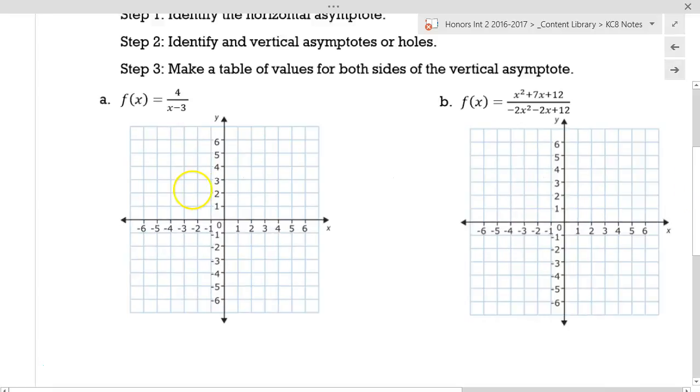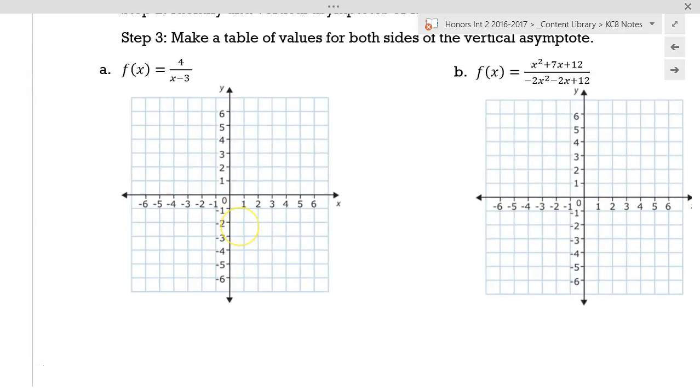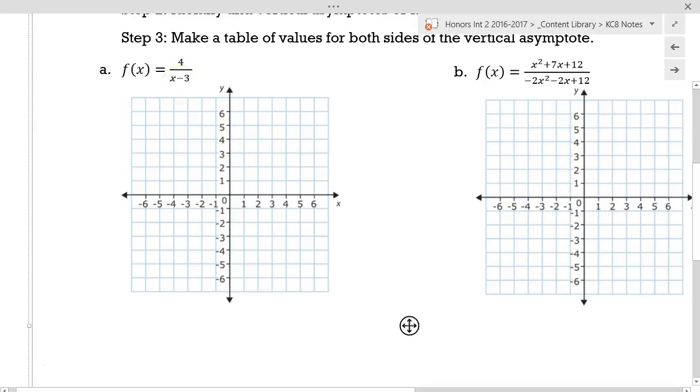So if I look at A, I have f of x equals 4 over x minus 3. We always want to start by factoring, but the first thing I know about this is I can't factor 4 and I can't factor x minus 3. So this is kind of nice and easy. It's already done for us. So the first thing I need to figure out is my horizontal asymptote.